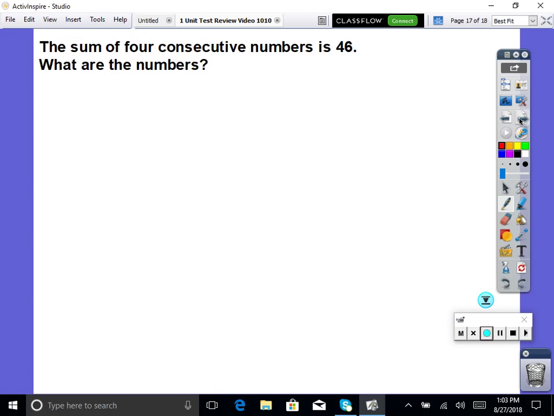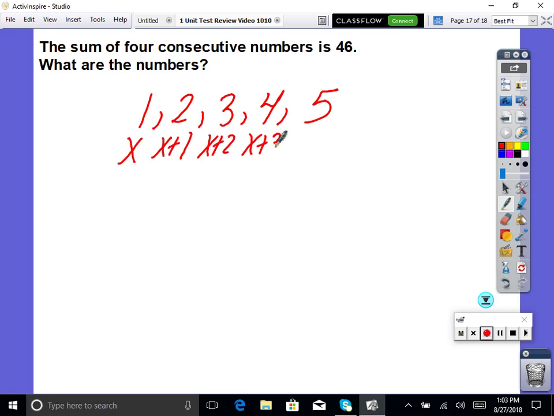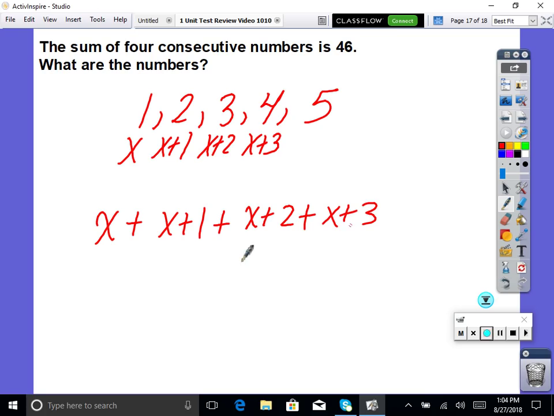Okay, it says the sum of 4 consecutive numbers is 46. What are the numbers? So let's see here. Remember, consecutive means one right after another, like 1, 2, 3, 4, 5, for example. Those are consecutive numbers. We don't know the first number, x. This would be x plus 1, x plus 2, x plus 3, and so on. It says the sum of 4 consecutive numbers. We don't know the first one. We don't know the second number, but we do know it's x plus 1 because it's consecutive. We have an x plus 2 and an x plus 3. So that's 1, 2, 3, 4 consecutive numbers. The sum is equal to 46.